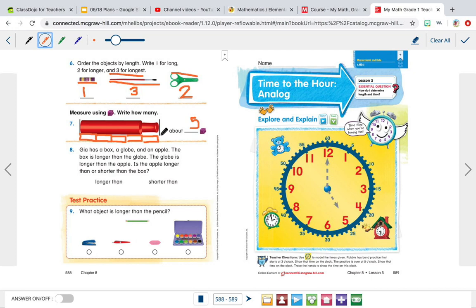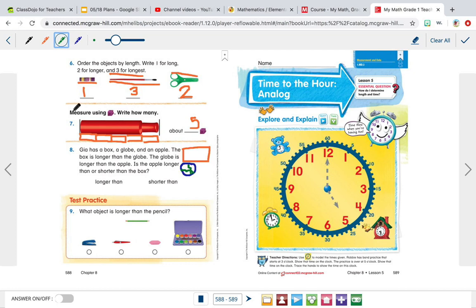All right, Gia has a box, a globe, and an apple. The box is longer than the globe. So we have a box. The box is longer than the globe. So I'm going to write a little globe here. Here's my little globe. A globe is like a little ball of earth. So here's my globe. Okay. So the box is longer than the globe. I made sure that the box was longer than the globe.